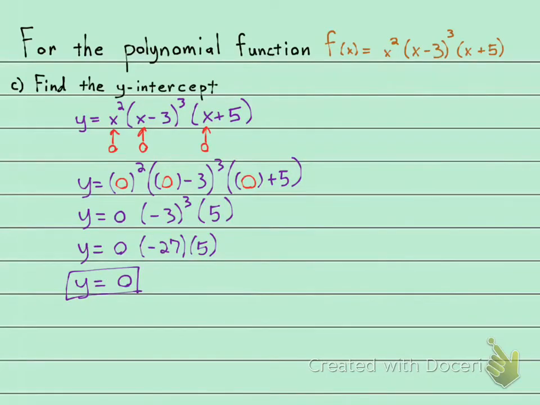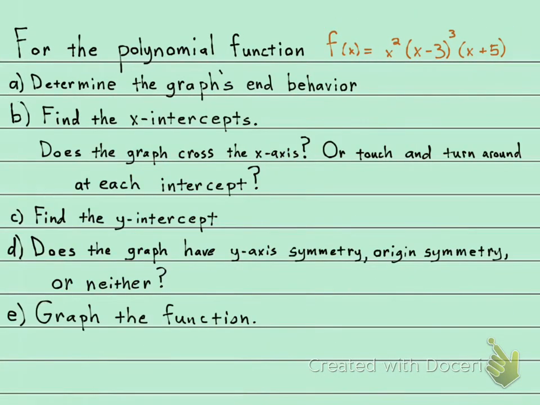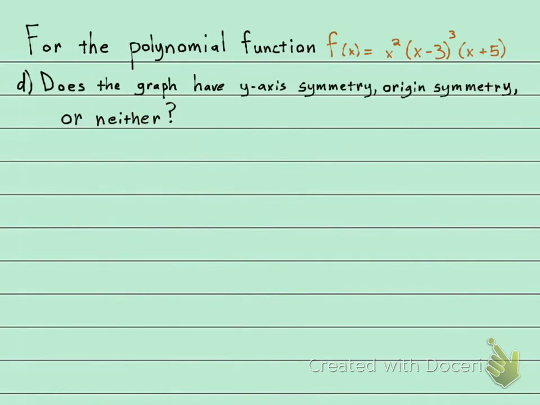All right, let's look at parts D and E of this problem. Part D says, does the graph have y-axis symmetry, origin symmetry, or neither? And we're talking about the graph of this polynomial function right here. Well, before I talk about the graph, I like to graph the function first. So I'm going to do part E first. I'm going to graph the function first.